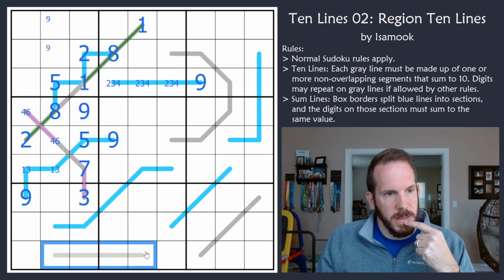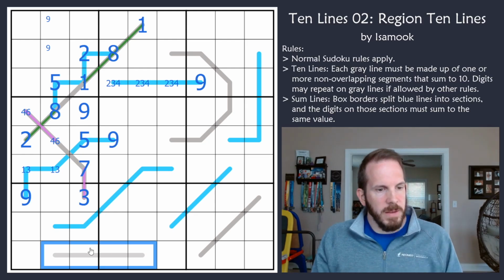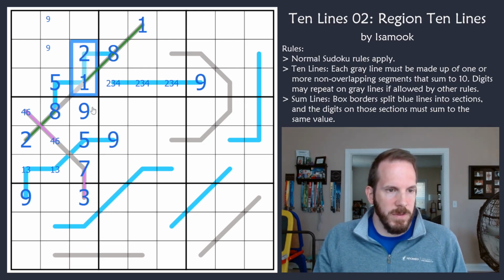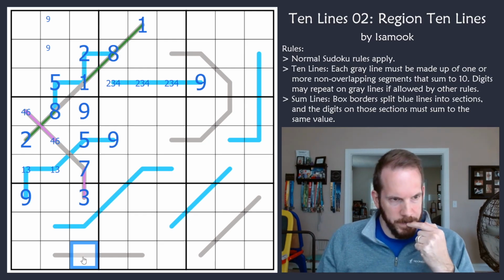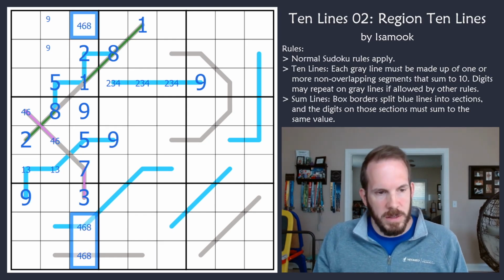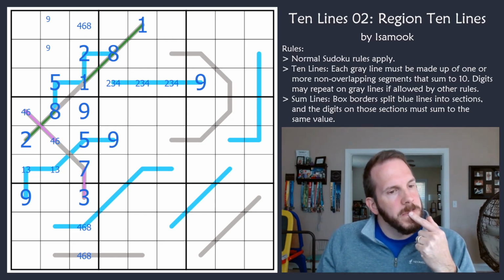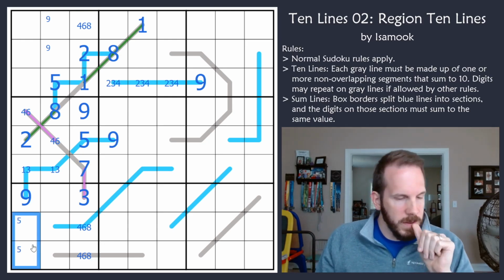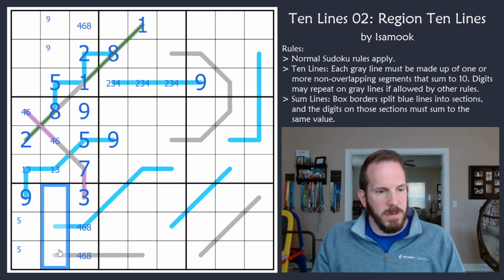About this line. I think this can still be 1, 2, 3, 4. This cell would have to be the 4 because this sees 1, 2, and 3 already. In fact, what are these 3 digits? 4, 6, and 8. And by Sudoku, there's a 5 down here. And there's a 2 here by Sudoku.